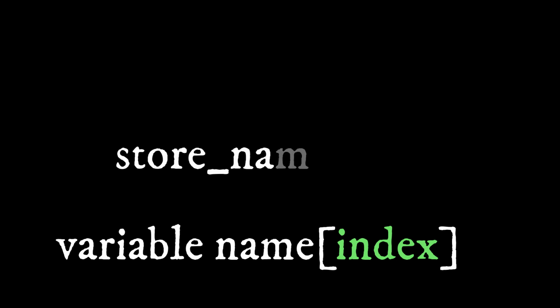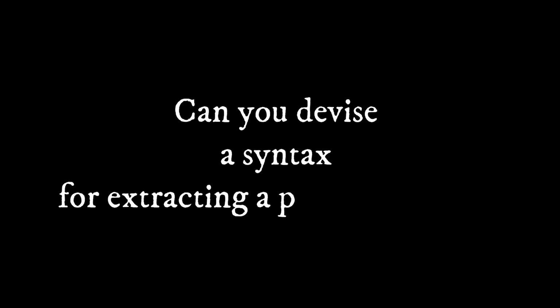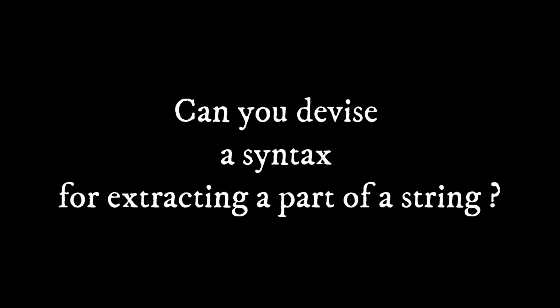Now, suppose the syntax to get a character is a string variable with an index enclosed by square brackets. For example, to get the first character of store_name, we write store_name square brackets 0. Now taking cue from this concept of index and this syntax, can you devise a syntax for extracting a part of a string? That is, extracting more than one character from a string. It's a good time for you to take a pause and think.